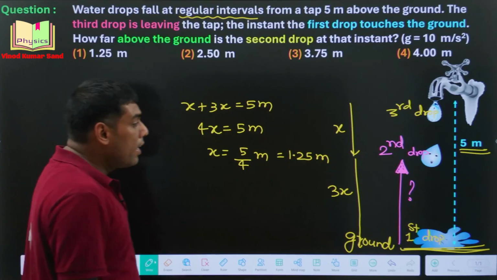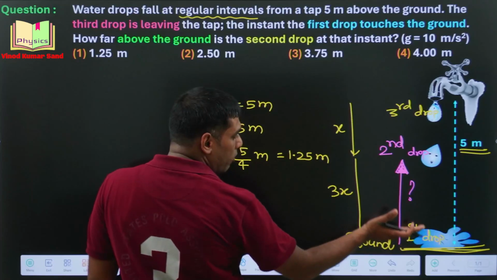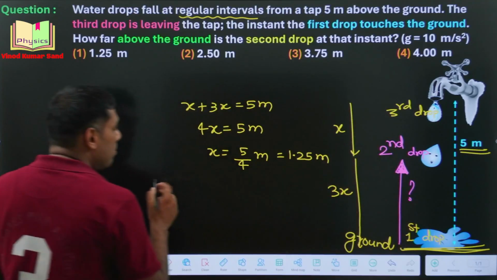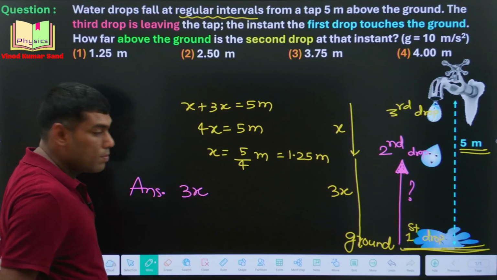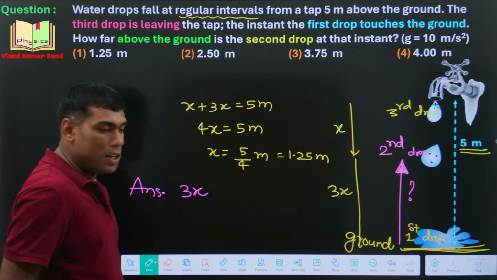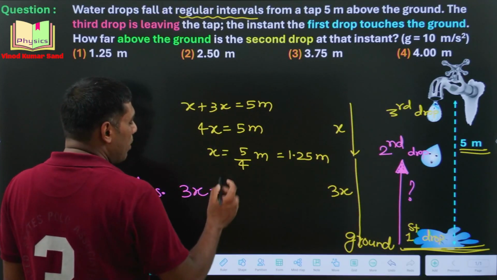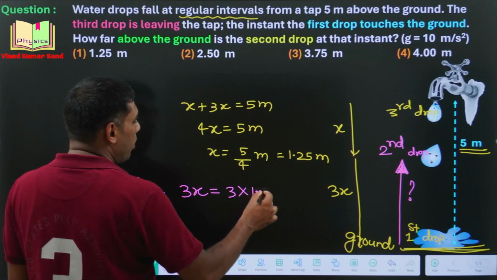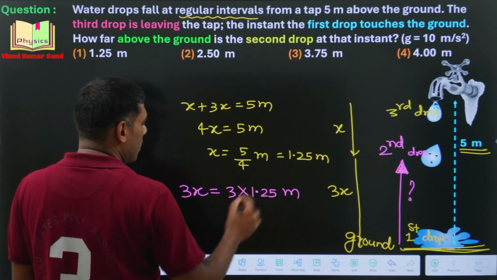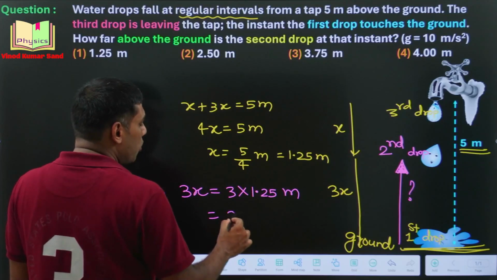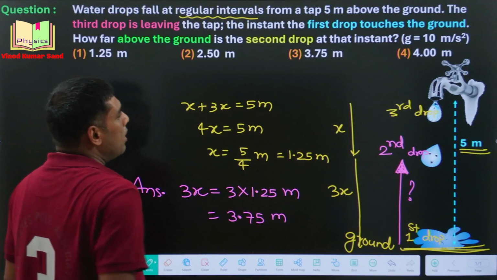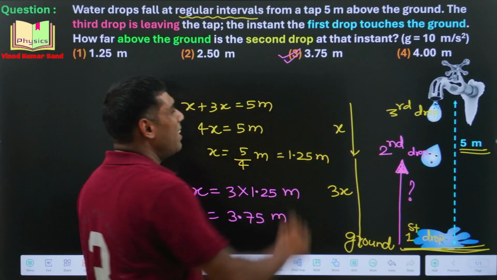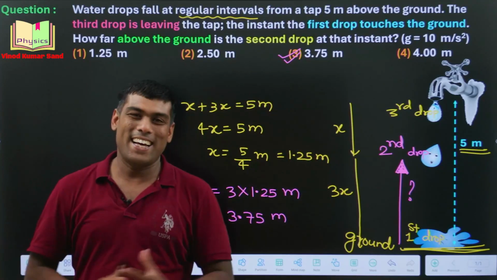Agree with this? Now our answer is the height of the second drop above the ground. Means the answer should be equal to 3x. This is the height of the second drop above the ground, and that 3x will be equal to 3 into 1.25 meters. So the answer will be 3.75 meters above the ground. It means the third option should be correct.